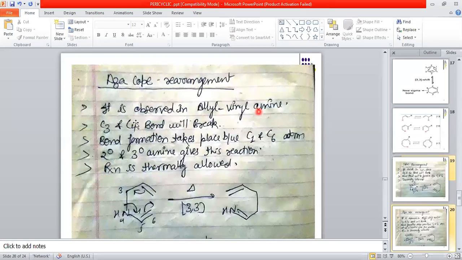Again, everything remains the same here, but the main thing you have to learn is that this is observed in allyl vinyl amine compounds. The Cope rearrangement reaction was observed in 1,5-diene, while this Aza-Cope rearrangement reaction is in vinyl amine compounds, so wherever a nitrogen group is present. Again, the old sigma bond will be broken and a new sigma bond formed. Here you can see this particular arrow shows a transfer of electrons. So this one is also a 3,3 sigmatropic reaction.